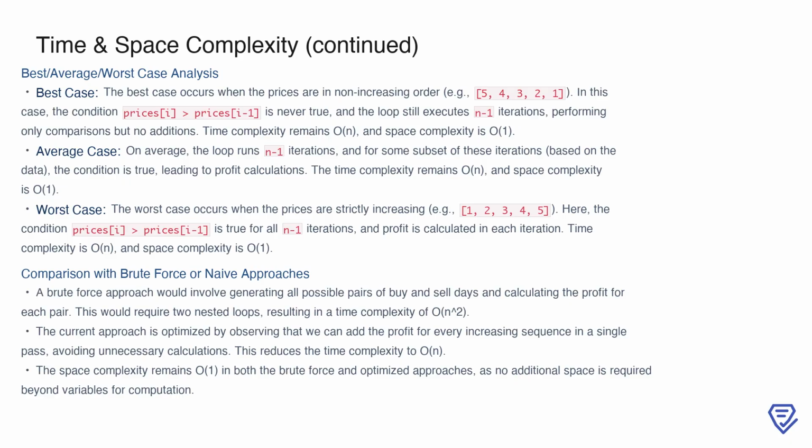Compared to a brute force approach, which would involve generating all possible buy-sell pairs and calculating profits for each, resulting in a time complexity of O(n²), this optimized approach avoids unnecessary calculations by summing profits for increasing sequences in a single pass, reducing the time complexity to O(n), while maintaining the same O(1) space complexity.